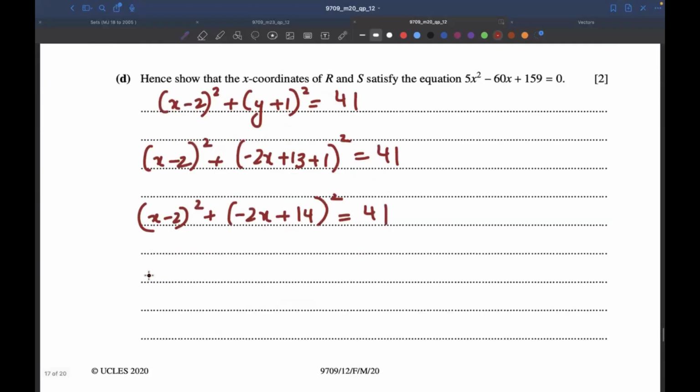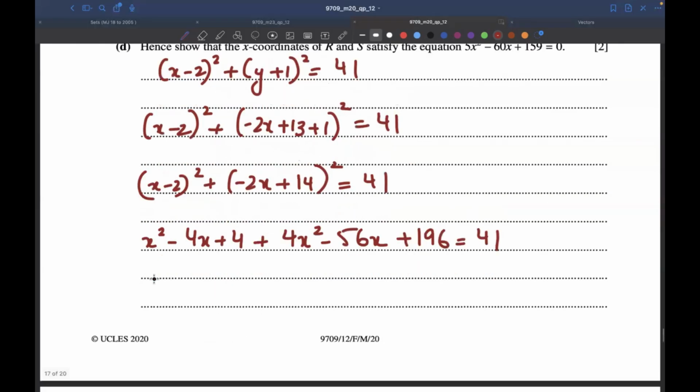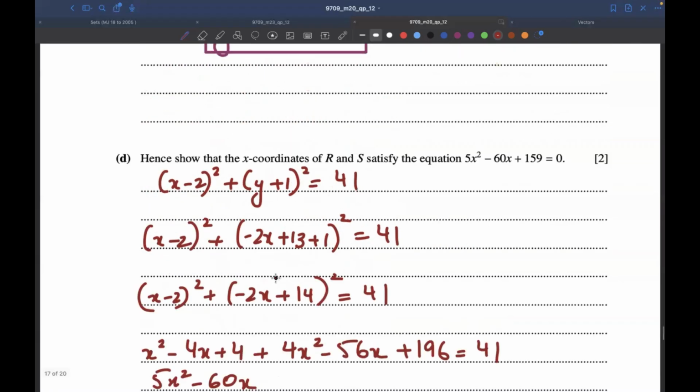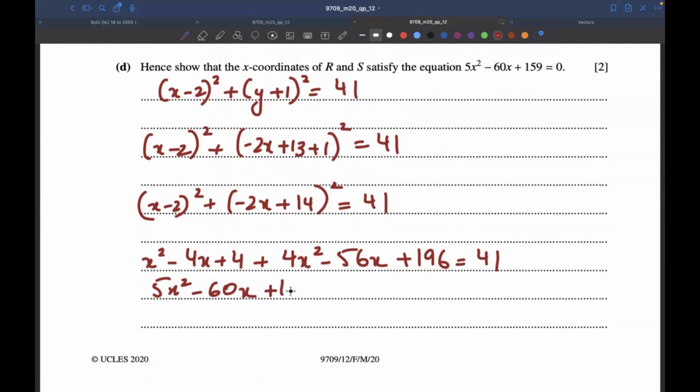Expanding the left hand side, we'll get x squared minus 4x plus 4. Expanding this, we'll get positive 4x squared minus 2 times 2 is 4, 4 times 14 is 56, and then 14 squared is 196, equals 41. Simplifying, x squared plus 4x squared is 5x squared, minus 4x minus 56 minus 60x. And then 4 plus 196 is 200 and 200 minus 41 is 159. So we had to show that the x coordinate satisfies the equation 5x squared minus 60x plus 159, as it's shown over here.